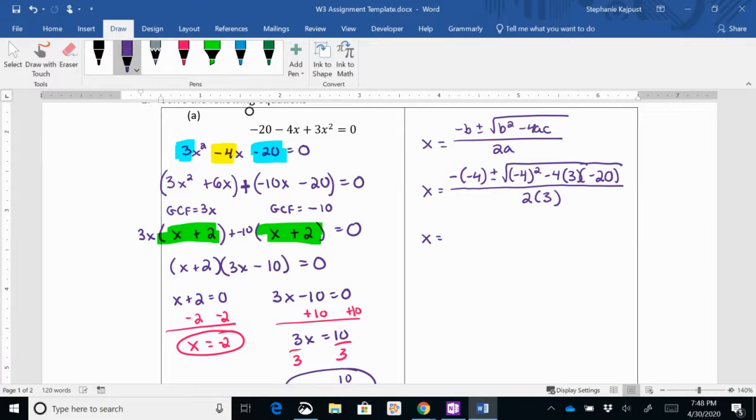So now I want to simplify this. I have a negative, negative 4. Those cancel, so that leaves a positive 4. Inside the square root, negative 4 squared gives you a positive 16. And then I have a negative 4 times 3 times a negative 20, so I can do that in my calculator, and you're going to get a positive 240. And on the denominator, 2 times 3 is 6.